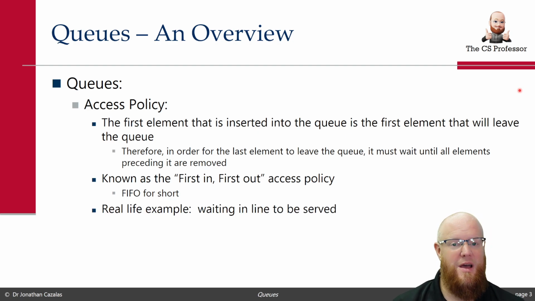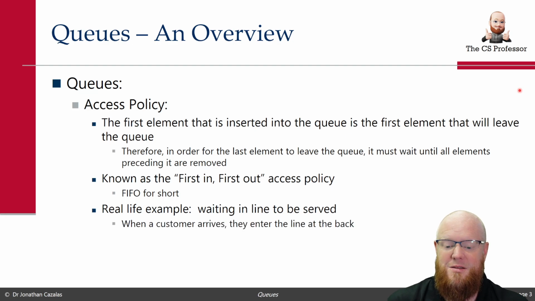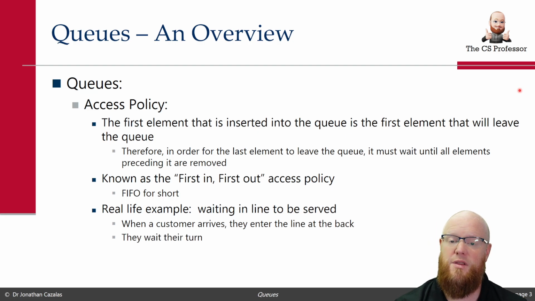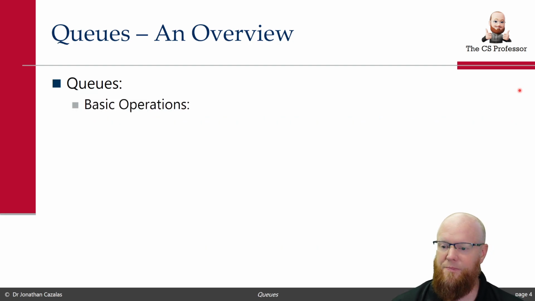A simple real-life example of a queue is waiting to be served in line. When a customer arrives, they enter the end of the line, the back of the line, and they keep waiting and waiting until they arrive at the front. Finally, they arrive at the front and they get their food. If you're in some checkout line, they get their food and then they exit the queue.